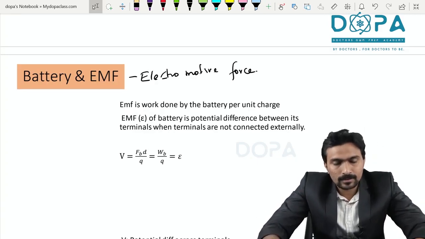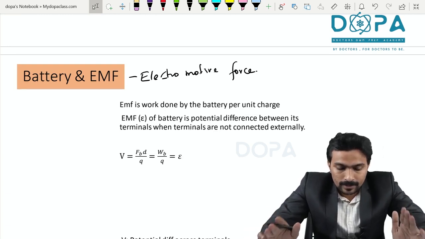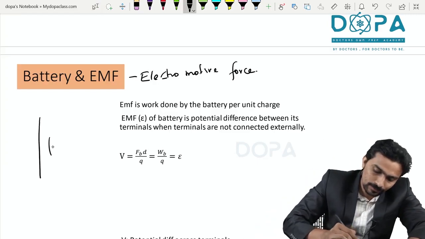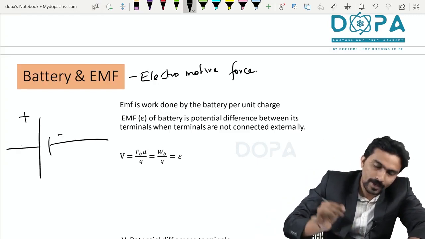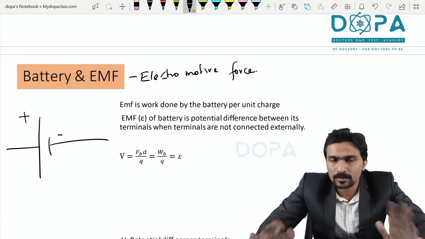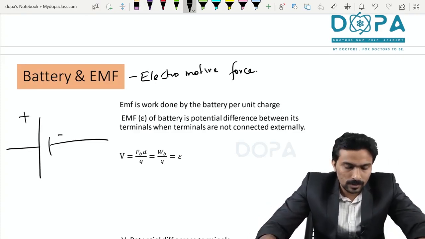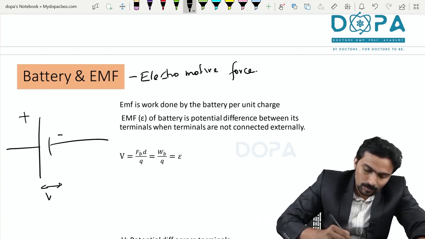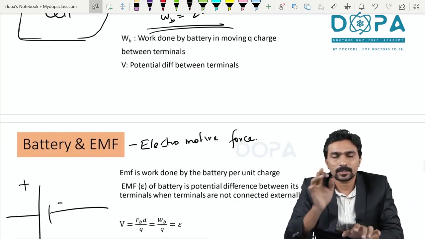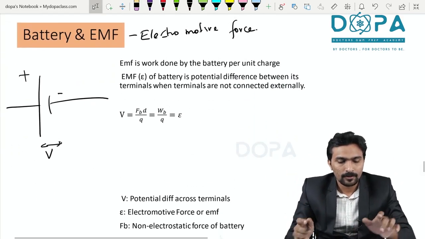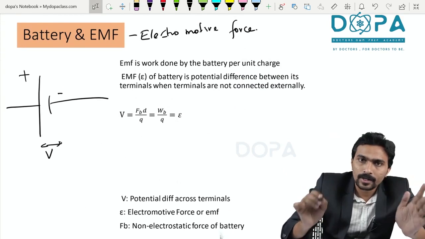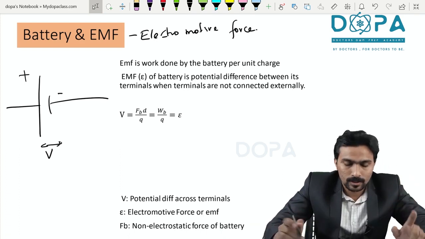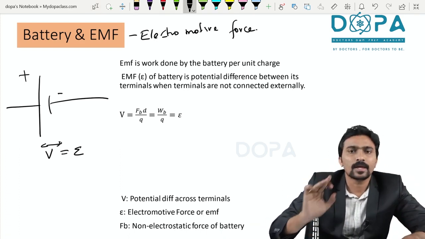EMF of a battery is the potential difference between its terminals when the terminals are not connected externally. It means they are just kept like this, not connected to any external components. So this is now in a steady state, and there is a potential difference between these plates that we have explained clearly in the previous slide. So in this situation, when it is not connected to any outside components, the potential difference between those terminals is equal to the EMF of that cell.